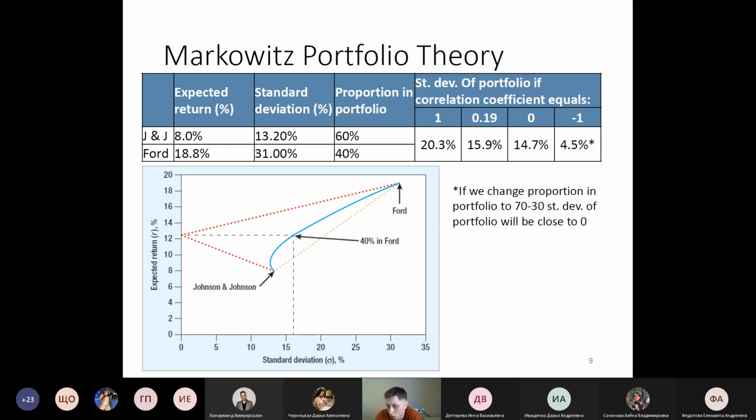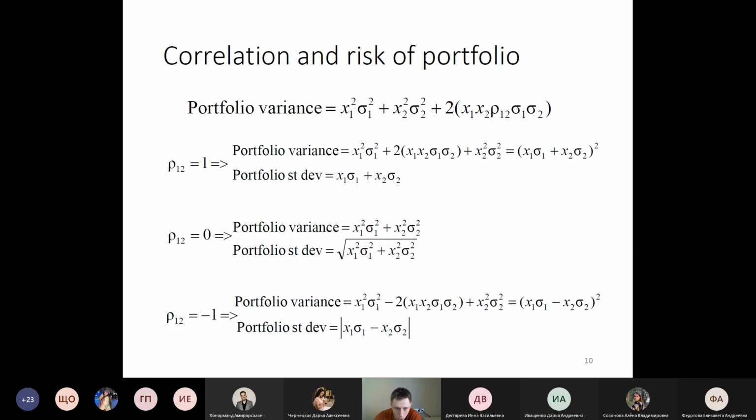And there are a lot of assets that are substantially correlated and some assets that are substantially negatively correlated. And this is important for us when we combine the portfolio in order to estimate the effect of diversification.